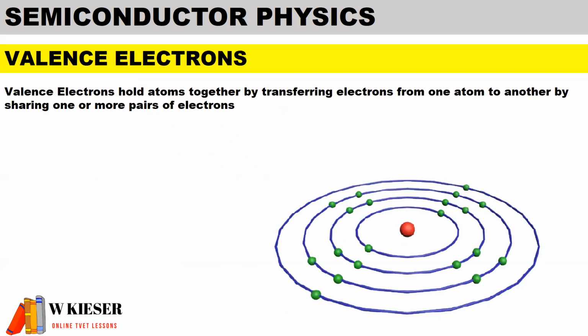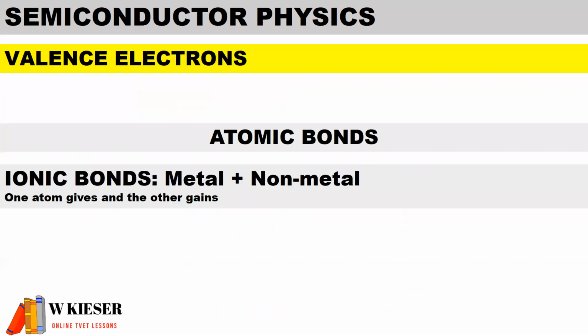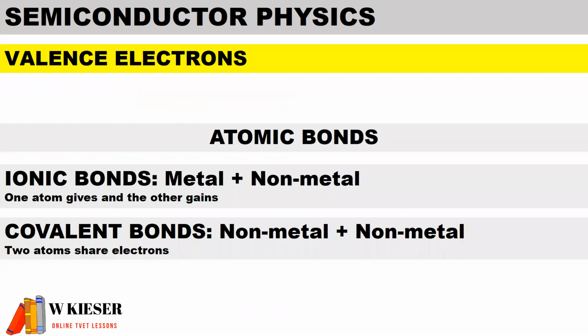Valence electrons hold atoms together by transferring electrons from one atom to another, or by sharing one or more pairs of electrons. For atomic bonds, we have ionic bonds, where we combine a metal and a non-metal. In other words, one atom gives and the other gains. For covalent bonds, we have a combination of non-metal and non-metal. In other words, 2 atoms are sharing electrons.